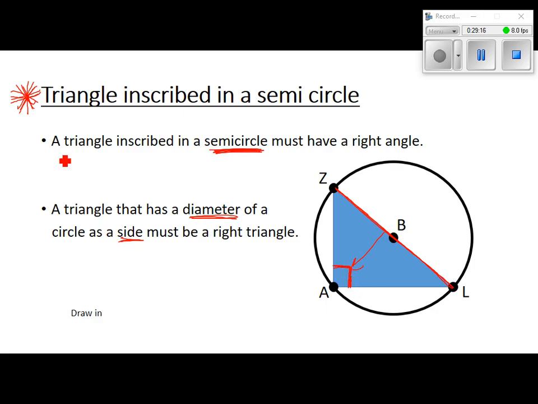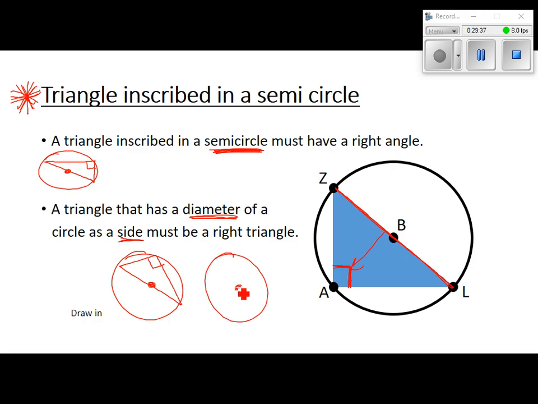So if you take a circle, you have a diameter, and you make a triangle out of it, no matter how you draw that triangle, it ends up being a right triangle. If I take that same circle and I draw something that looks like this, that has to be a right angle. Take that same circle, and I draw my diameter here, and I draw something like this, that has to be a right angle, every single time. So if the diameter of a circle is one of the sides of a triangle, then it has to be a right triangle.